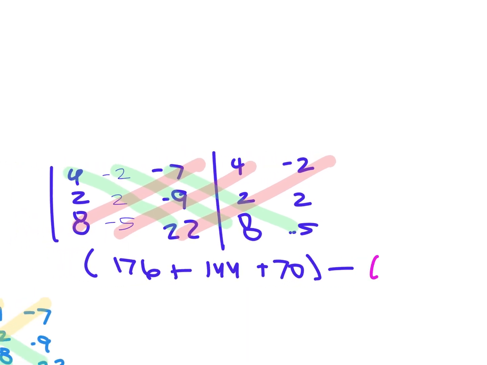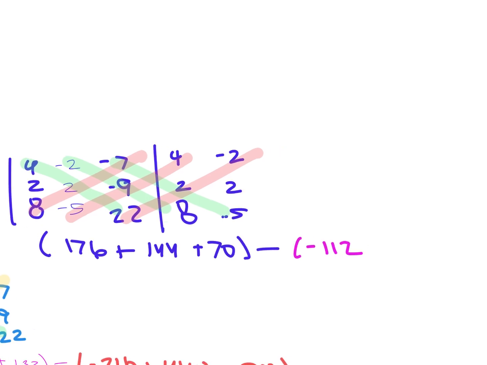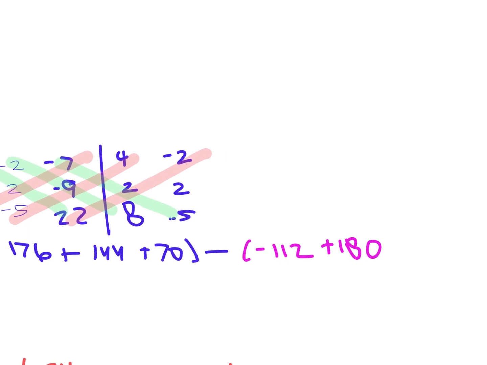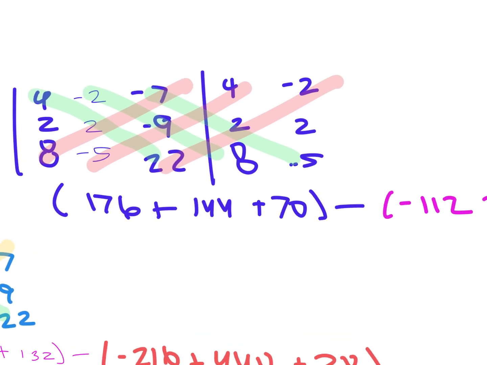So I have 8 times negative 7 times 2. It's going to give me negative 112. Negative 5, negative 9, and 4. So 9, 45, and 4. Negative, no, positive 180. And 22 times 4, negative 4, so minus 88. Guys, signs are so incredibly important, so just be careful. Check yourself as you go through this.